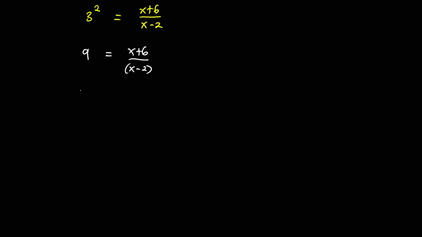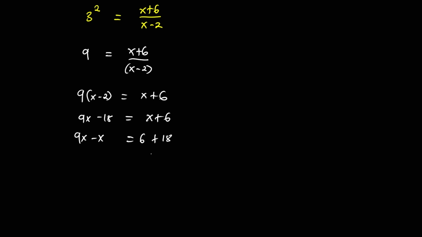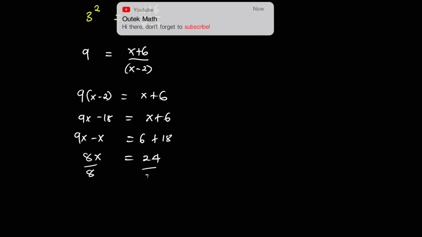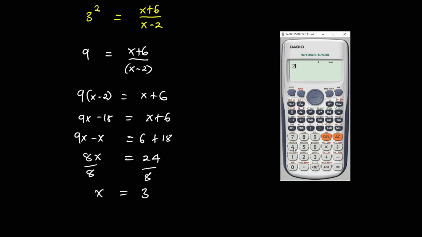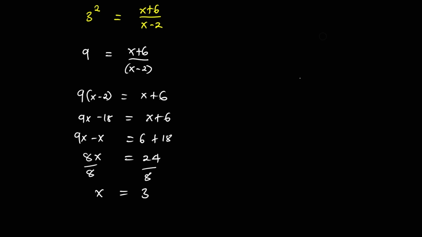On cross multiplication, we will have 9 into x minus 2 equals x plus 6. This is the same as 9x minus 18 equals x plus 6. And on collecting like terms, we will have 9x minus x equals 6 plus 18. This is the same as 8x equals 24. Dividing by 8 on either side, we will have x equals 24 divided by 8. This is the same as 3.